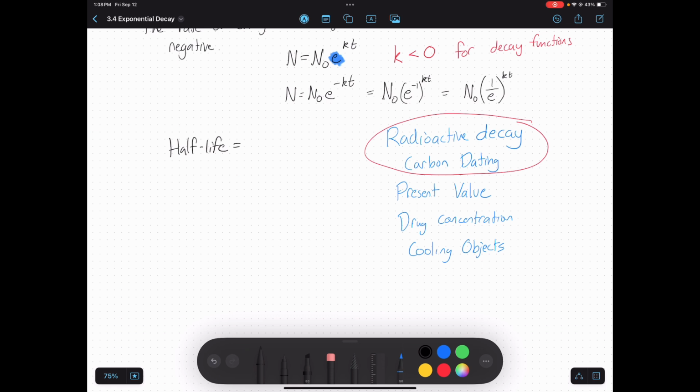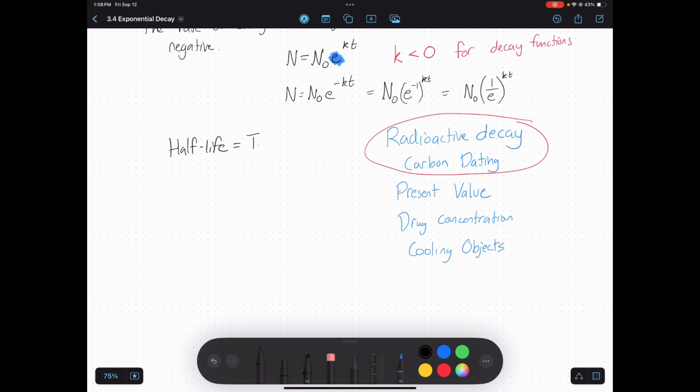How long does it take for something to be half of its original value? So this is kind of the decay version of doubling time. It's this idea of half-life. And so just like doubling time didn't depend on your initial value, the same is true for half-life. Half-life doesn't depend on your initial value. And the formula for half-life is actually very similar.